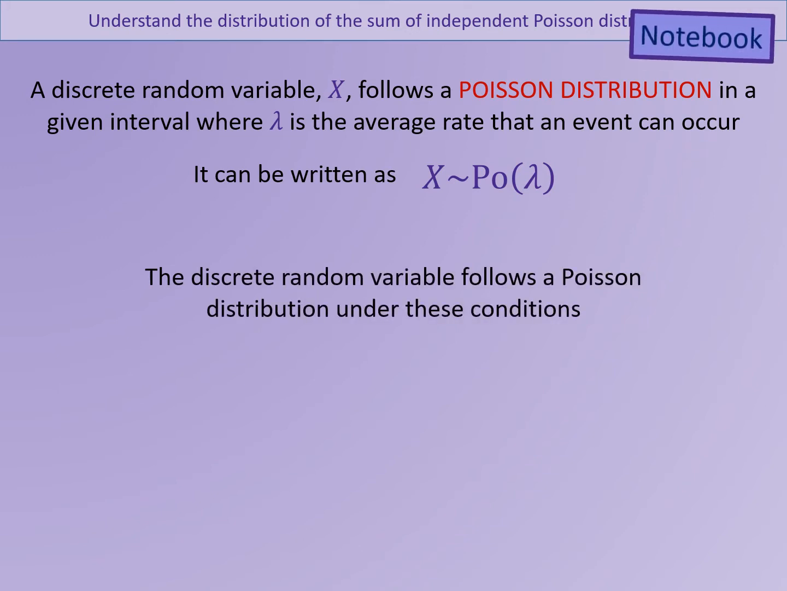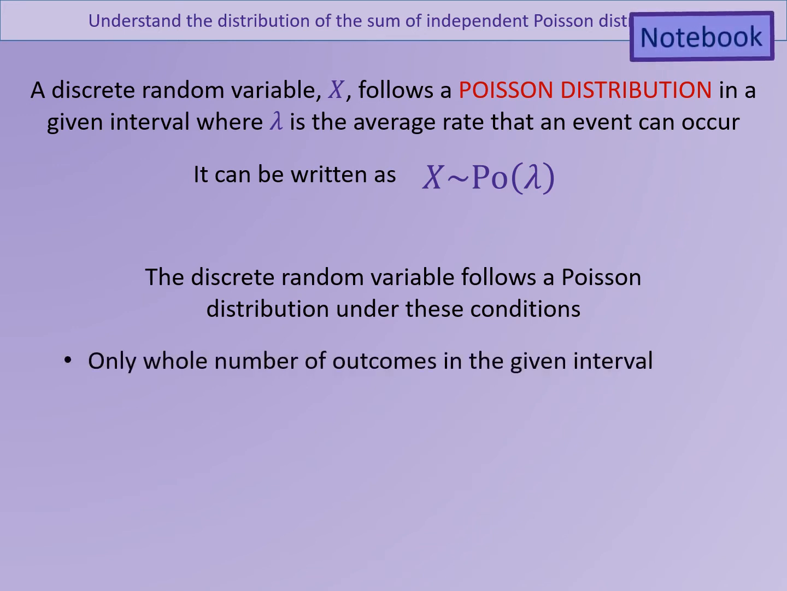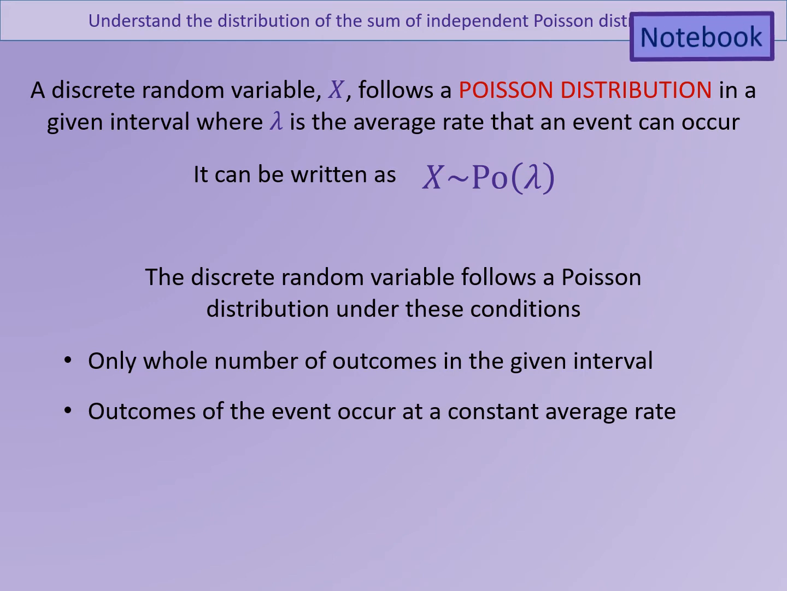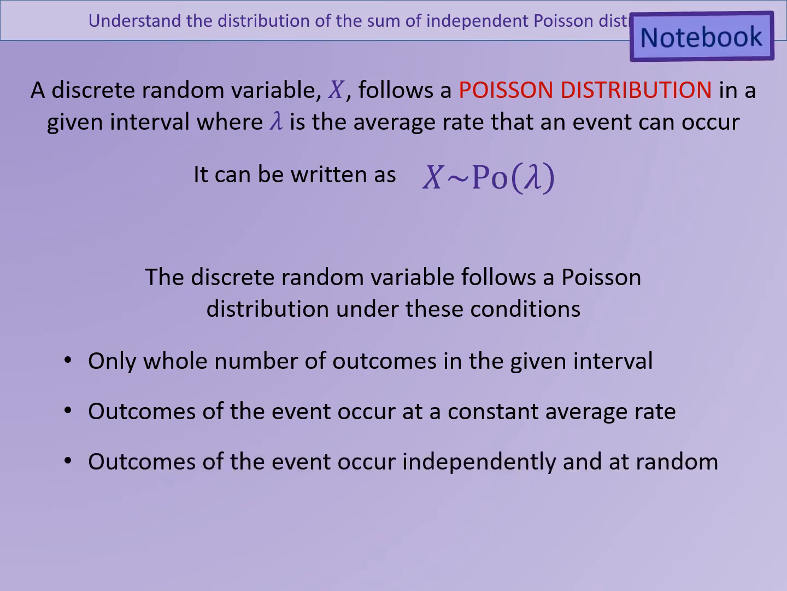In order for the discrete random variable to follow a Poisson distribution, it must satisfy these conditions. There would only be a whole number of outcomes in the given interval. The outcomes of the event would occur at a constant average rate throughout that period. The outcomes of the event should be independent of each other and occur at random. The outcomes also occur one at a time.